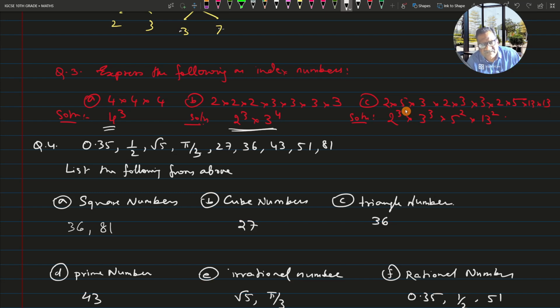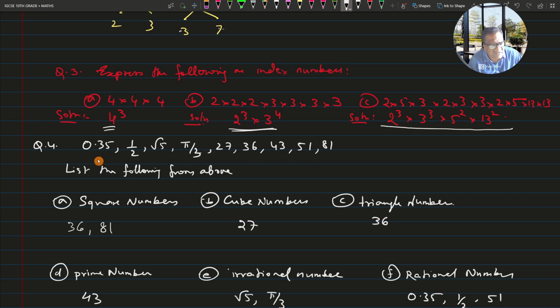And then 5 is how many times? 1, 2, 2 times. So it will be 5 raised to 2. And then what is remaining? 13 is remaining. 13 is 2 times. Okay, so 13 raised to 2. So in the index form, this number can be written as 2 cube into 3 cube into 5 square into 13 square. Going to the next question, question number 4.